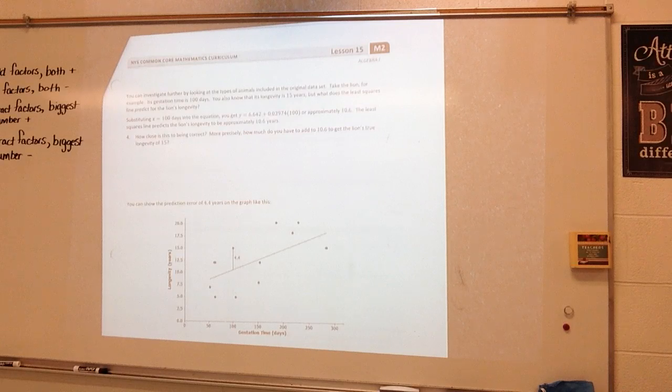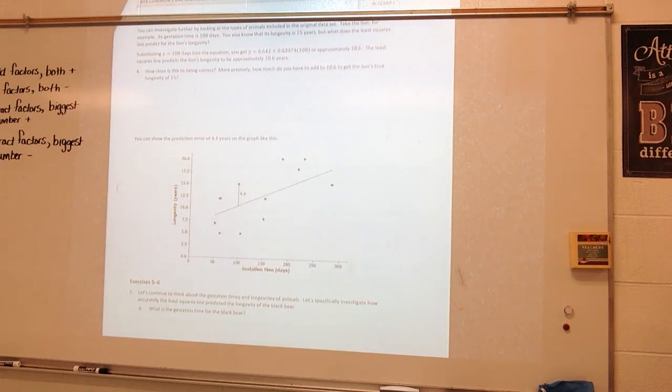But what does the least squares line predict for the lion's longevity? Substituting x equals 100 days into the equation, you get y equals 6.642 plus 0.03974 times 100, or approximately 10 6/10. The least squares line predicts the lion's longevity to be approximately 10 6/10 years. Well, the longevity is 15 according to our data. So it could be different.